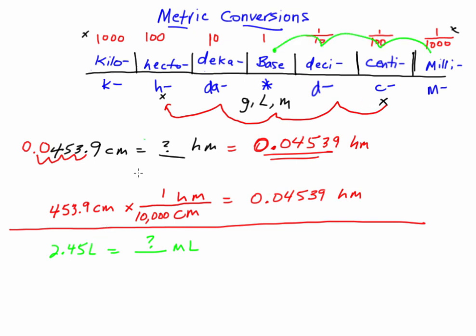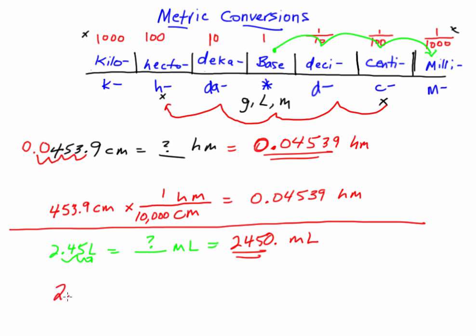Last time I went to the left. This time I'm going to the right because my measurement is bigger going to a smaller measurement. So I'm going to move my decimal 1, 2, 3 spaces over. Your answer is going to come out to be 2,450 milliliters. So we go from 2.45 to 2,450 milliliters.